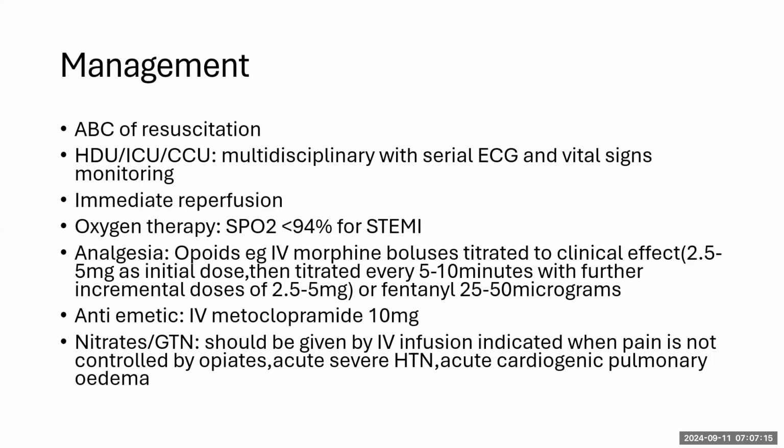The other alternative is fentanyl, 25 to 50 micrograms. Then antiemetics, IV metoclopramide, 10 milligrams. You want to give nitrates. This should be given by IV infusion, and this is indicated when the pain is not controlled by opioids, as well as in acute severe hypertension and acute cardiogenic pulmonary edema.